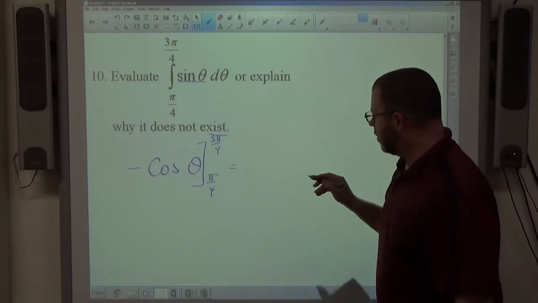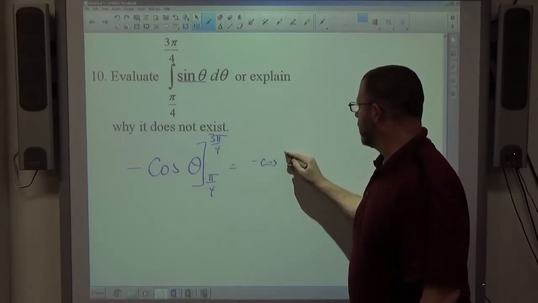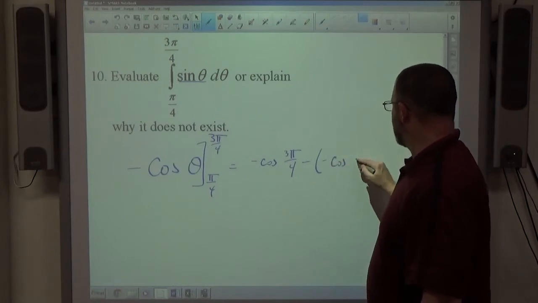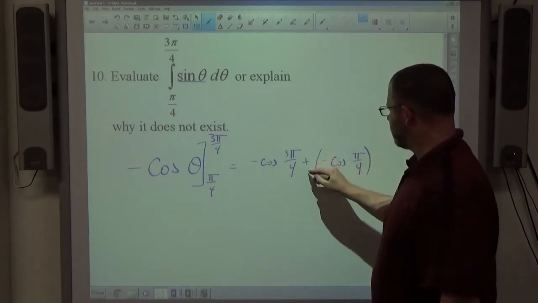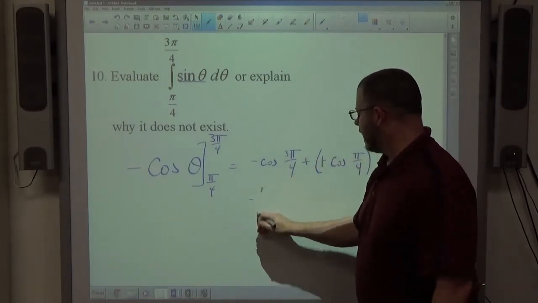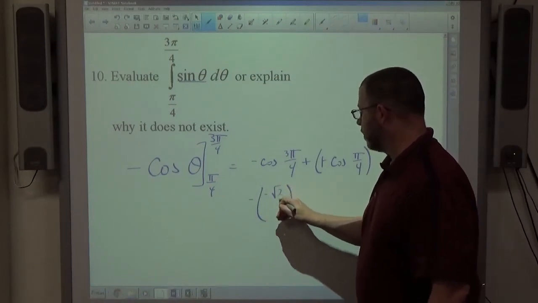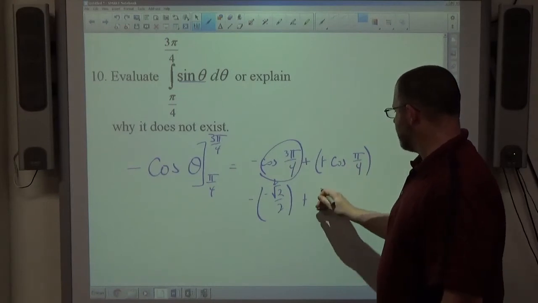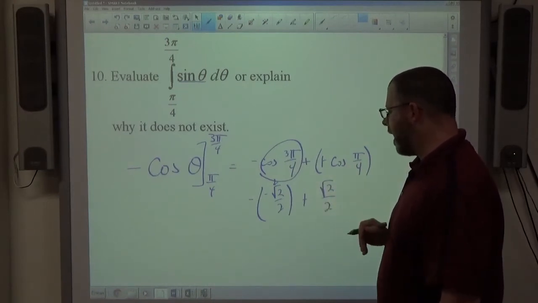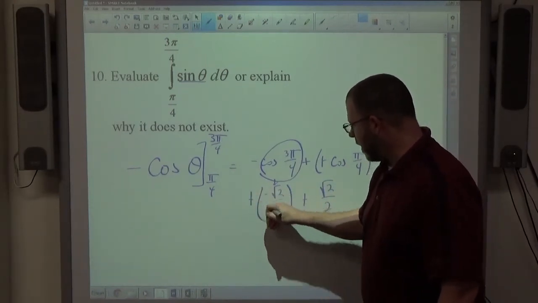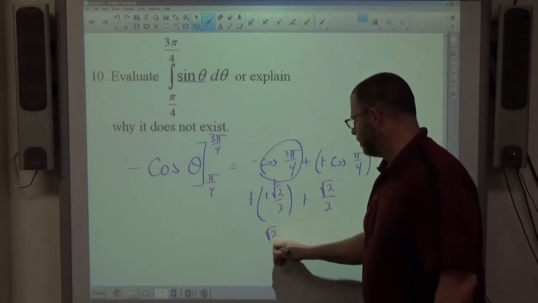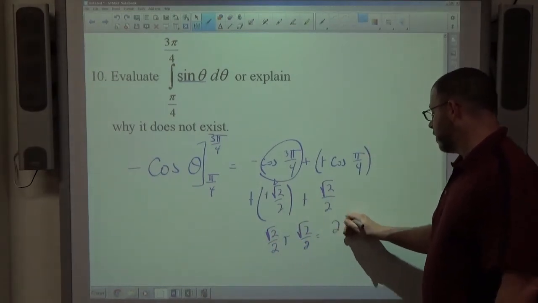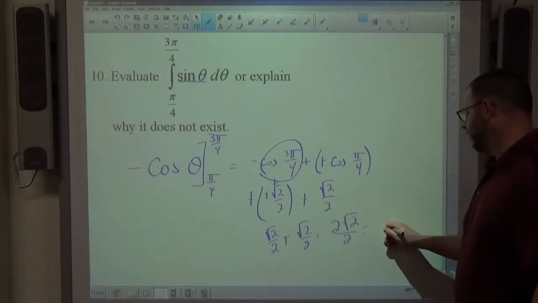And I simply have to do the opposite of the cosine of 3 pi over 4 minus the opposite of cosine of pi over 4. Minus minus makes plus. So I get negative, this is negative square root of 2 over 2. That's what the cosine of 3 pi over 4 is. And the cosine of pi over 4 is square root of 2 over 2, positive. Negative, negative makes a positive, so I get square root of 2 over 2 plus the square root of 2 over 2 makes 2 times the square root of 2 over 2, better known as the square root of 2.